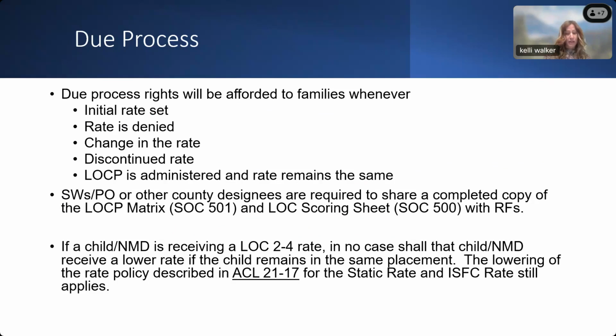It is a requirement for social workers and probation officers to share a completed copy of both the LOCP matrix and the scoring sheet with families. If the child does remain in the same placement and is receiving an LOC 2 through 4 rate, in no case shall that child's rate be lowered.